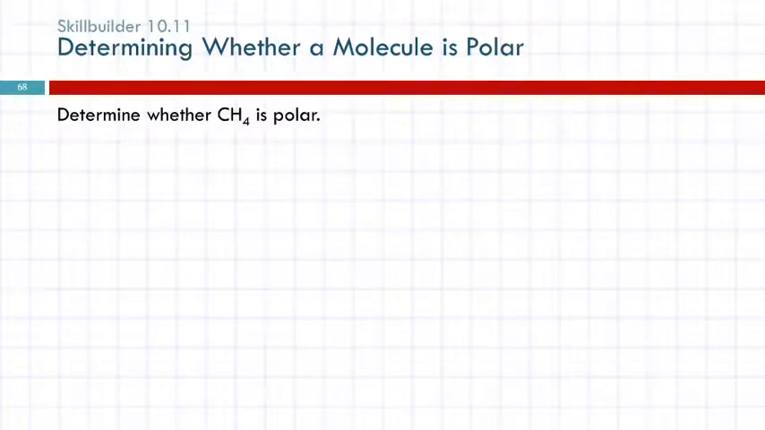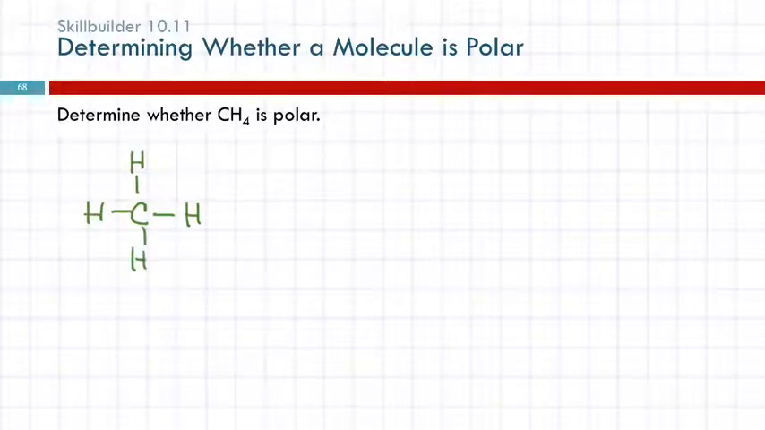So let's do some examples. Determine whether CH4 is polar. Well, we need the Lewis structure. So here's the Lewis structure. Are there any lone pairs on the central atom? No. So no lone pairs. Are all the atoms bonded to the central atom the same? Yep. This is a nonpolar molecule.